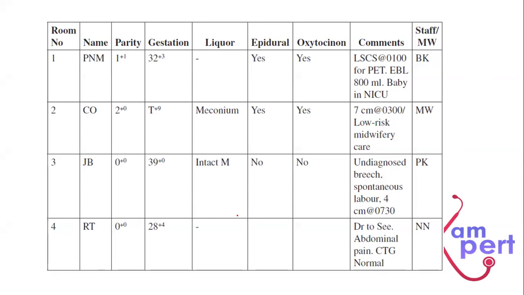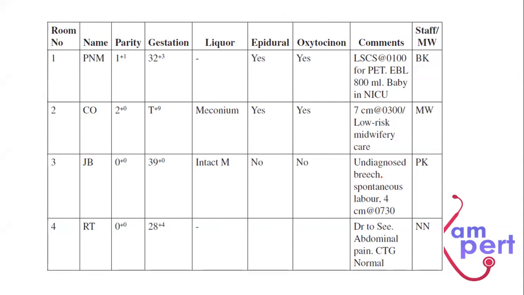Just like this in the preeclampsia case, the blood pressure was high at that time in the labor board. It was 150 by 110. But when we put it on the urgent basis, he said the blood pressure is not normal, 120 by 80.